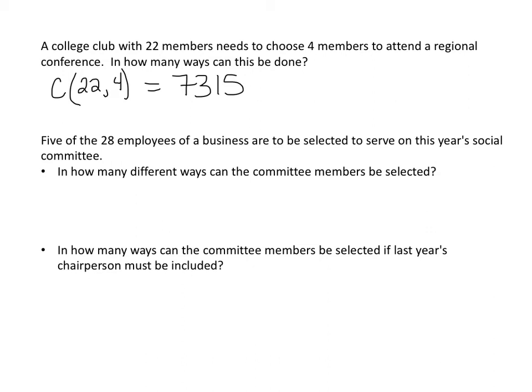The next problem, we've got 28 employees, and 5 of them get to serve on the committee. How many different ways can we select this committee? Well, again, we would say that we have 28, we choose 5. Plugging that into the calculator, we find that it's 98,280.